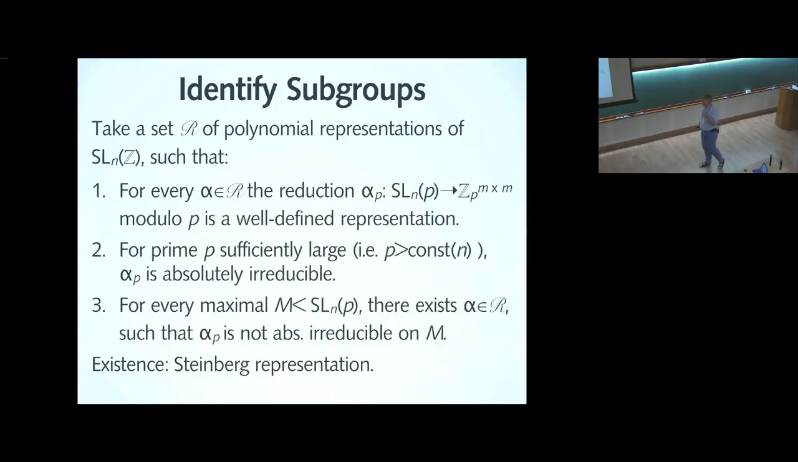And such representations exist. For example, the Steinberg representation, which follows from a paper of Malle and Zalesski, and it essentially follows because it is of such huge degree. The degree is so big that on maximal subgroups it can't be absolutely irreducible. But of course, because the degree is so big, this makes it infeasible for practical calculations.